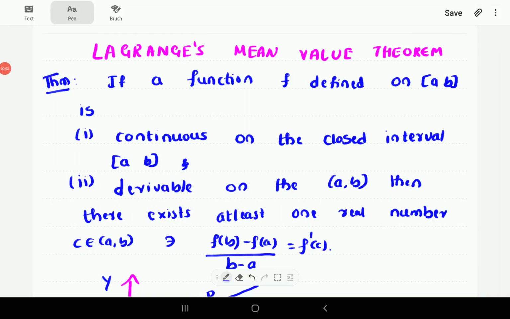Today we are going to discuss Lagrange's mean value theorem, and we will understand the meaning of it and its geometrical interpretation. So what is Lagrange's mean value theorem?